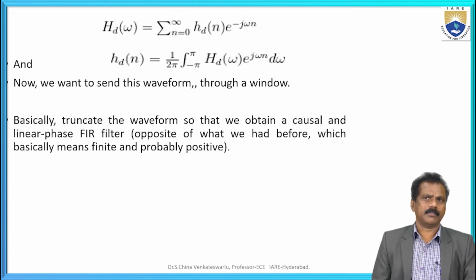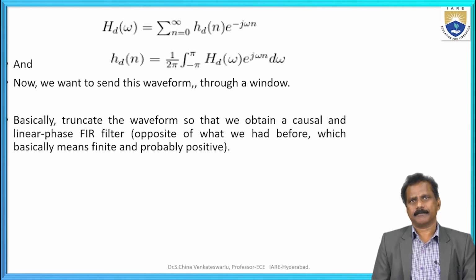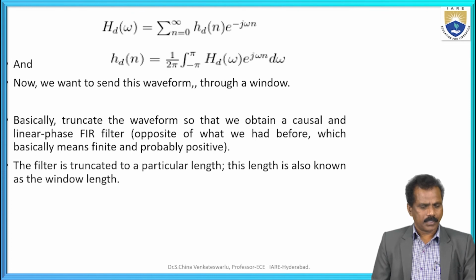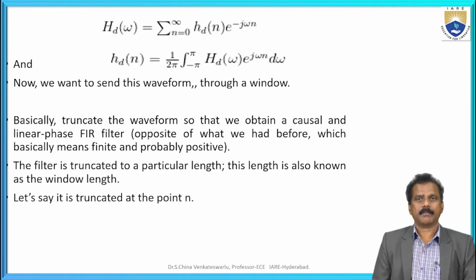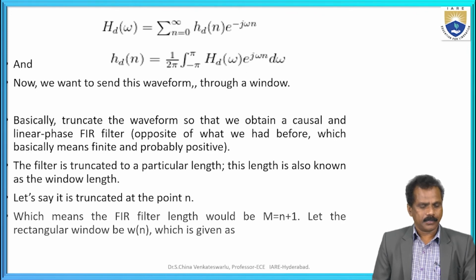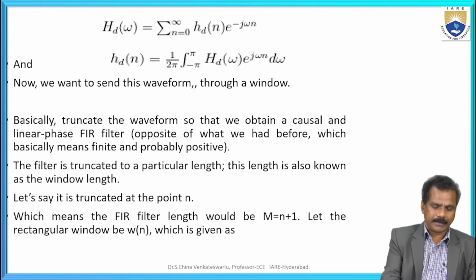The opposite of what we had before, which basically means finite and positive. So the filter is truncated to a particular length. This length is also known as the window length. Let's say it is truncated at the point n. The point n is specified, which means the finite impulse response non-recursive filter length would be M equal to n plus 1.